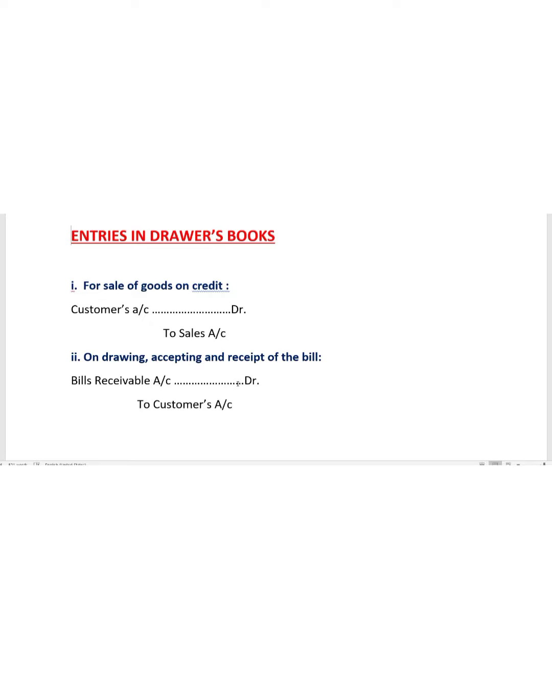Second entry: when the drawer, the person who is making the bill, makes a bill and asks the drawee to accept it, the second entry will be the bills drawing or accepting entry. What is the accepting entry in the books of drawer? It will be bills receivable account debit to customer account, meaning who has purchased goods. Why are we using bills receivable? Because the seller holds the bill, and he will be receiving the money, so that is bills receivable.